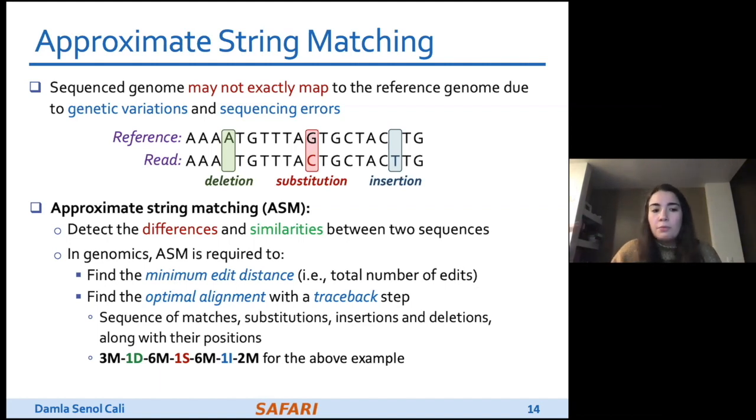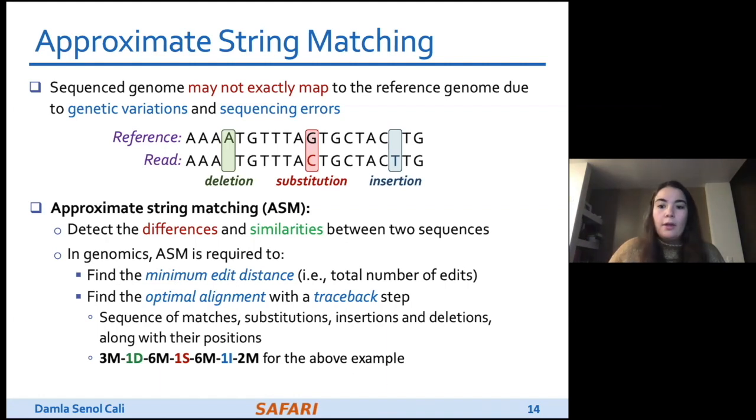So we need to do this additional step to come up with this output. And this is revealing the location of each edit, as I said, and type of each edit, which you should expect in the alignment, in the optimal alignment.